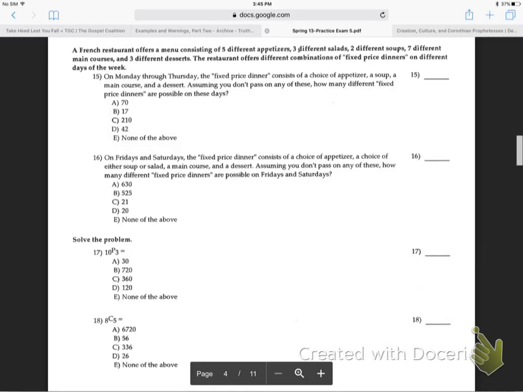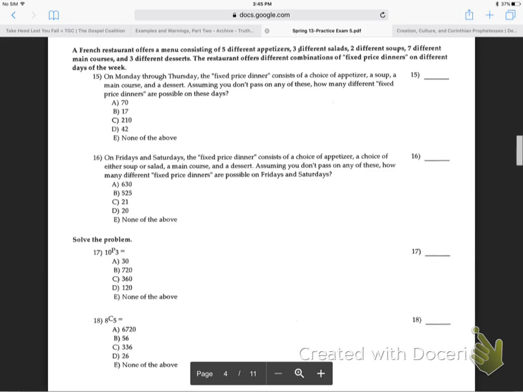Number 15. A French restaurant offers a menu consisting of 5 appetizers, 3 salads, 2 soups, 7 main courses, 3 desserts, and so on. Monday through Thursday consists of appetizer. There's a lot of words here. Appetizer, soup, main course, dessert. So you don't pass on any of these. How many different fixed price dinners are possible on these days?